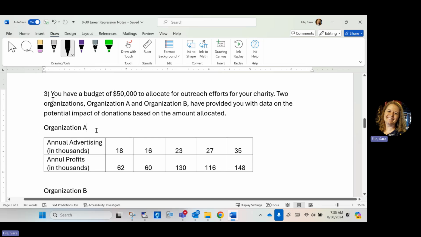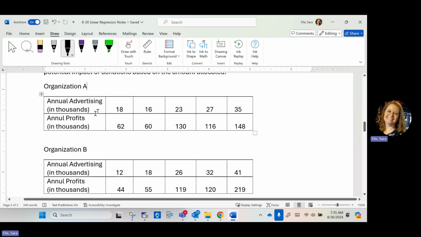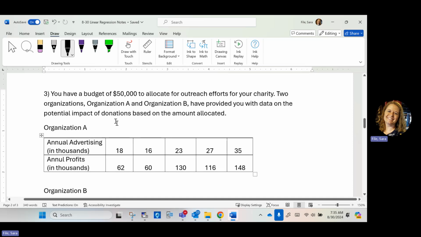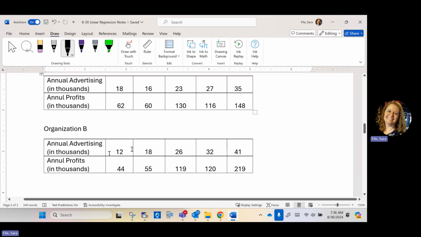All right, it says you have a budget of $50,000 to allocate for outreach efforts for your charity. Two organizations, Organization A and Organization B, have provided you with data on the potential impact for donations based on the amount allocated. So we have Organization A, this is their annual advertising in thousands, and this is the annual profit in thousands. So what you're going to be inputting is 50,000 for advertising, so that's going to go in this column. They're going to say, if we put a 50 in here, what's our predicted profit? Same thing here with Organization B.